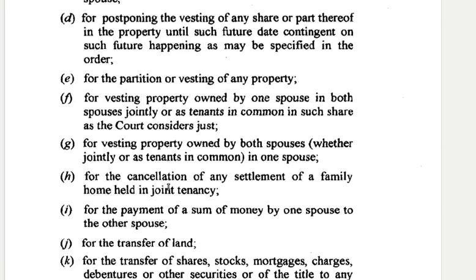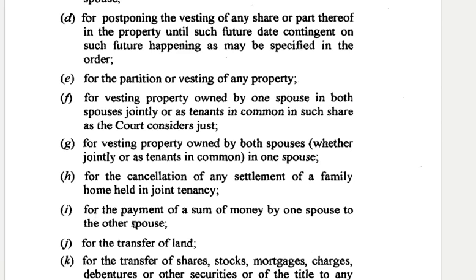H, for the cancellation of any settlement of a family home held in joint tenancy. Could it be to say you're trying to sell the property, but as of now you cannot sell it? You're not allowed to sell the property, so stop advertising it. Could that be cancellation of any settlement of a family home?